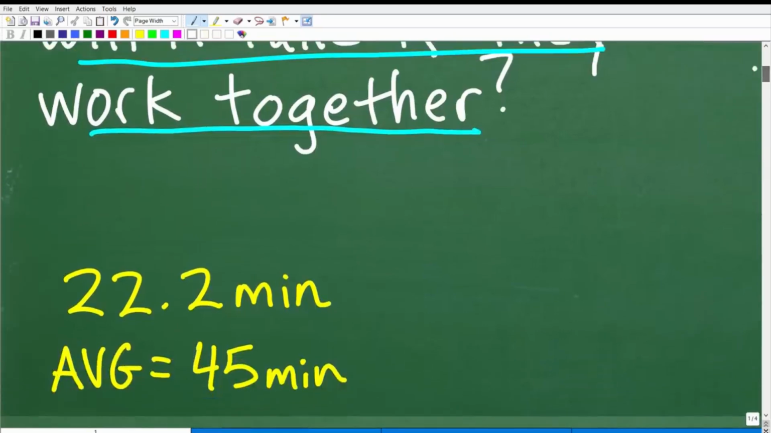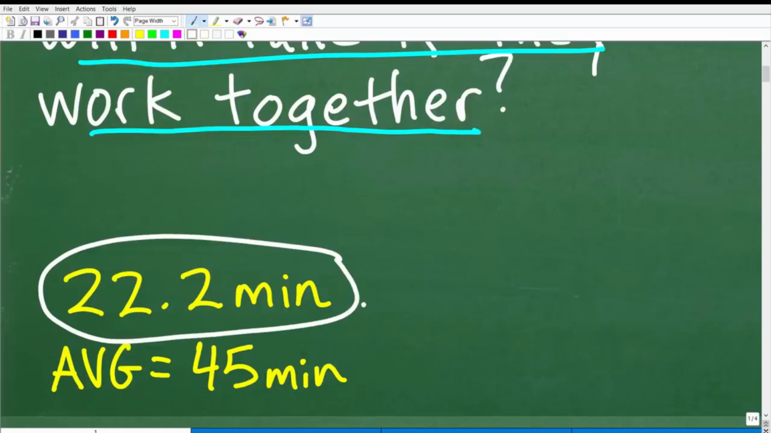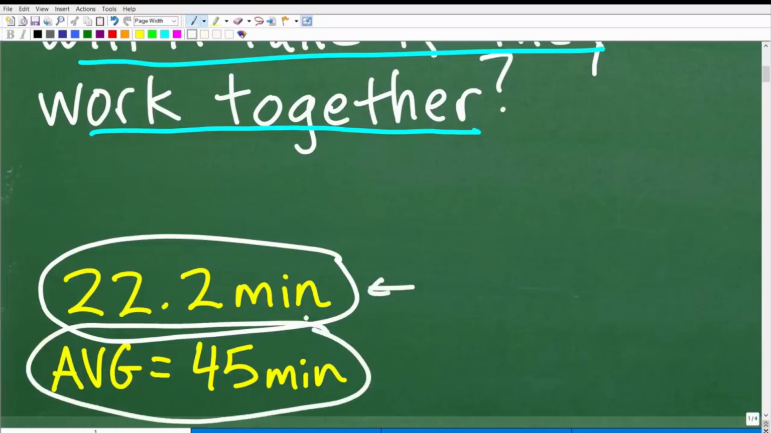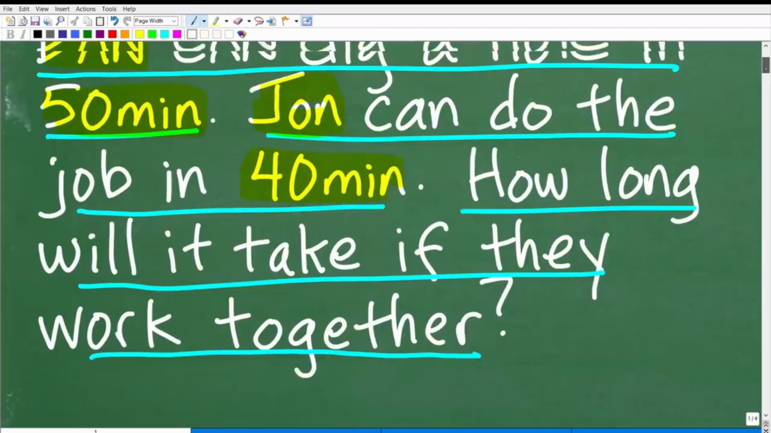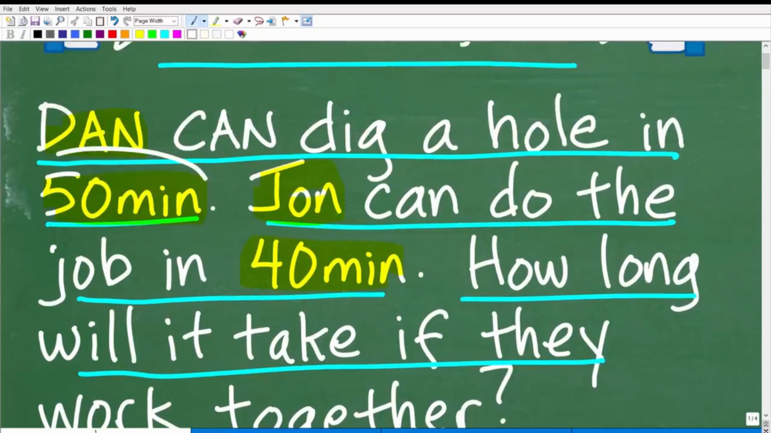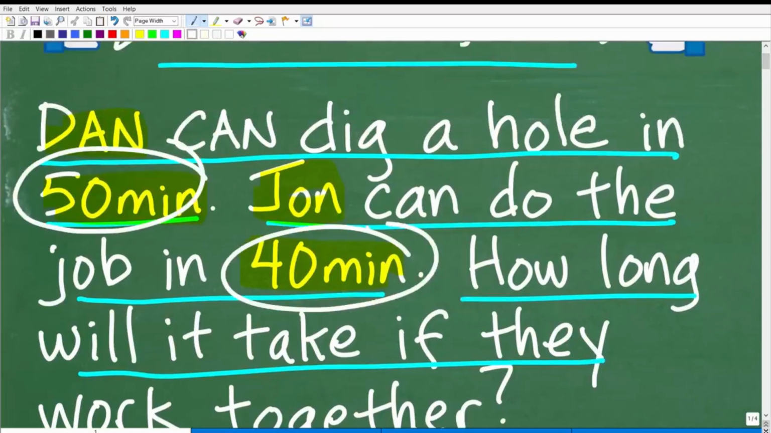The correct answer is approximately 22.2 minutes. Okay. Now, before I congratulate those of you that figured this out, some of you might have said, well, maybe it's 45 minutes, right? Because you went, well, let's see here. Dan could do it in 50 minutes, and then John could do it in 40 minutes. Maybe it's the average, right? So 50 plus 40 is 90. 90 divided by 2 is 45. But does that make sense?